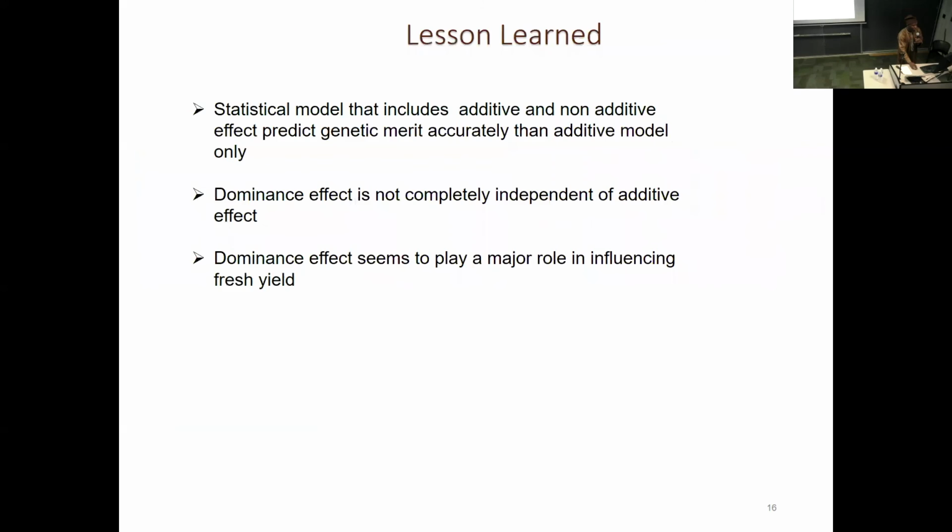The lesson learned is that a model that includes additive and non-additive effects predicts genetic merit accurately, and the dominance effect is not completely independent of additive effects, meaning that they overlap. And dominance effects seem to play a major role in influencing fresh yield.